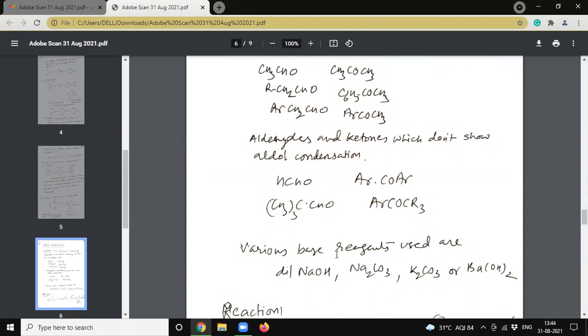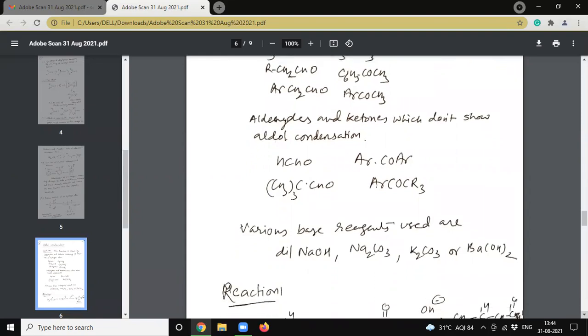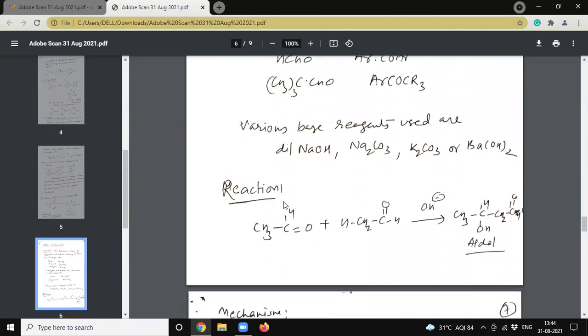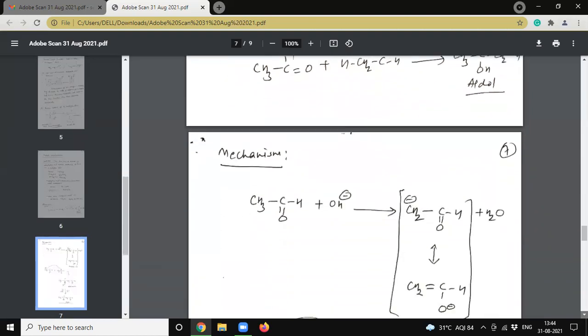Aldehydes and ketones which do not show aldol condensation are formaldehyde, this ketone, like that. Various base reagents used are dilute NaOH, sodium carbonate, potassium carbonate, barium hydroxide. Reactions. See here, this acetaldehyde. When two molecules of acetaldehyde react in the presence of hydroxide, it will give aldol.